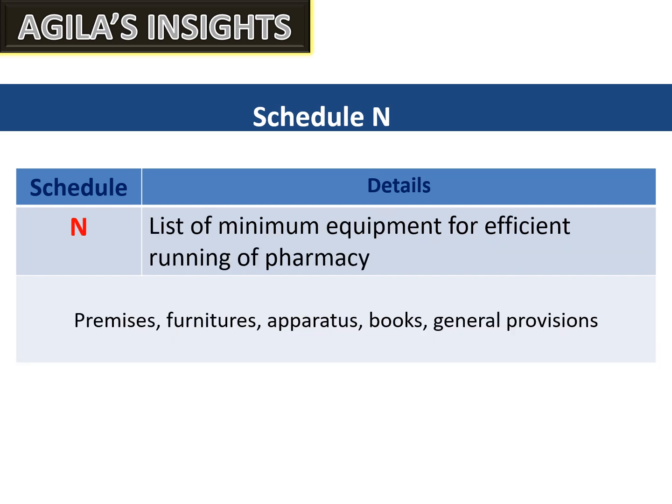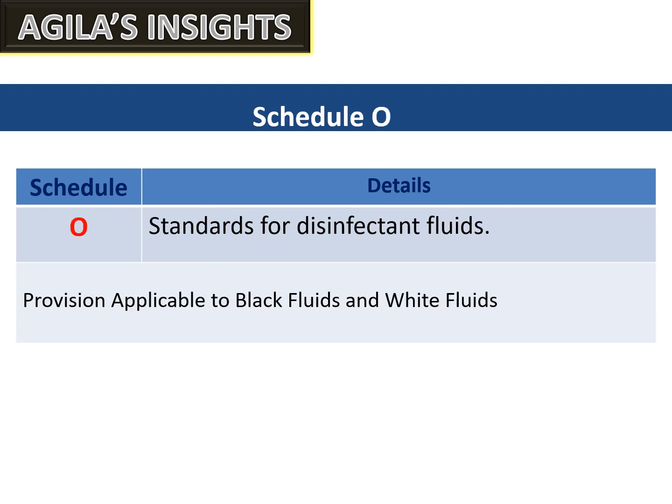Schedule N is about the list of minimum equipment required for the efficient running of pharmacy. For example, premises, furniture, apparatus, books and other general provisions. Schedule O is about the standards for disinfectant fluids. So we have two parts in this. Part 1 is about the provision applicable to black fluids and white fluids.